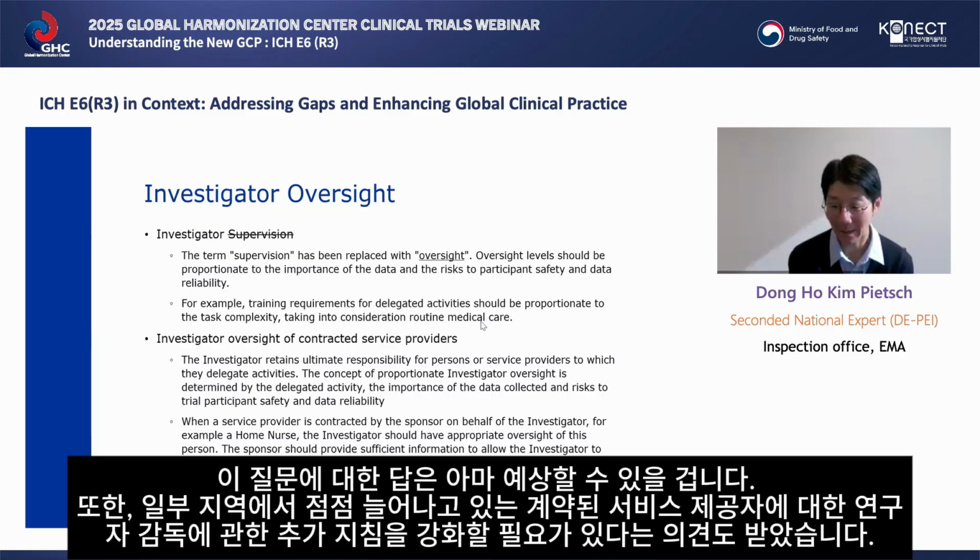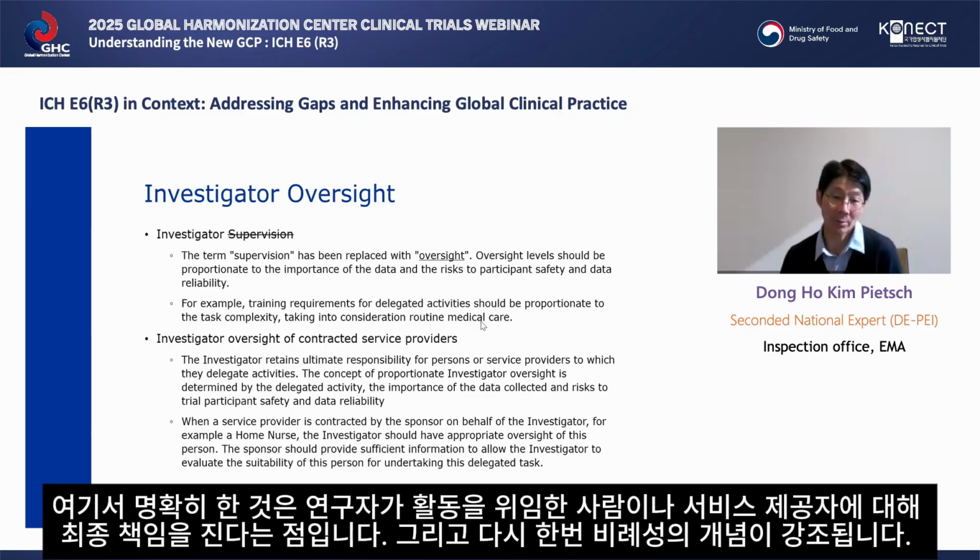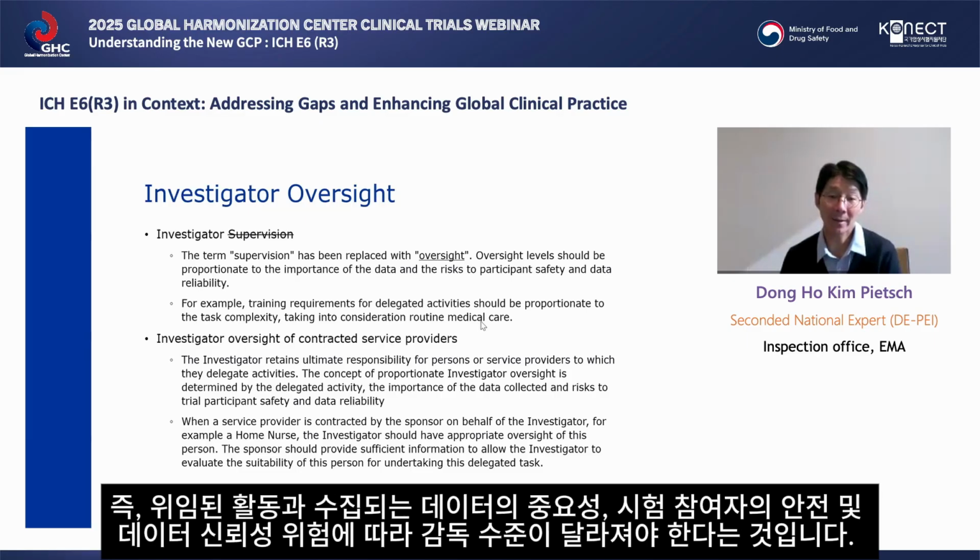Another area where we got input that we need to boost and provide further guidance is investigator oversight of contracted service providers, which we are seeing in some regions more and more. Here it was clarified that the investigator retains ultimate responsibility for persons or service providers to which they delegate activities. And again it's the concept of proportionality, based on the delegated activity, the importance of data collected, and the risk to trial participant safety and data reliability.